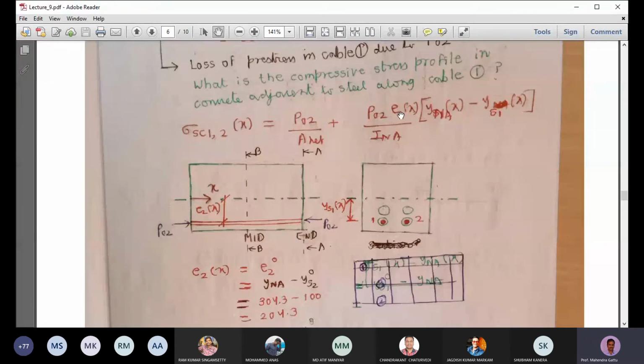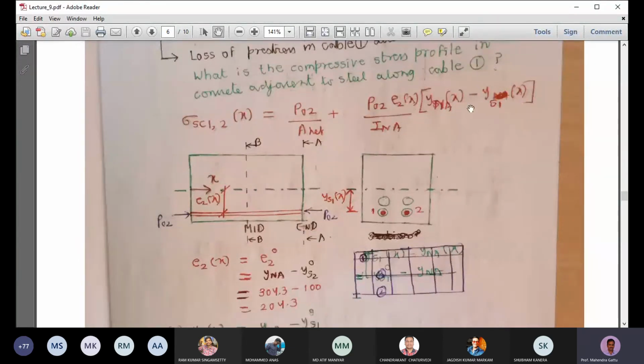Here the eccentricity is constant, but just for generality I'm introducing a general equation: P02 into E2 of x. This is the moment produced by cable 2, and the distance y will be the distance from the neutral axis, so y neutral axis minus ys1. Although ys1 is constant here, I'm writing ys1 of x, meaning that ys1 can vary with x. For this case ys1 is constant, but it can vary in further cases. It will vary.